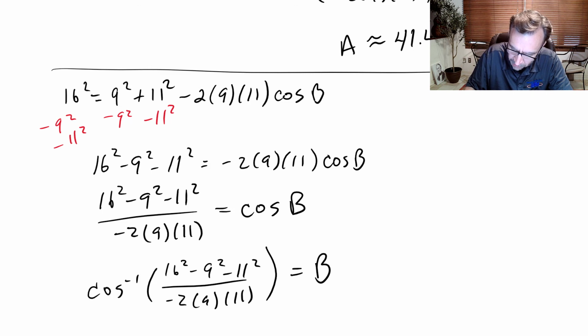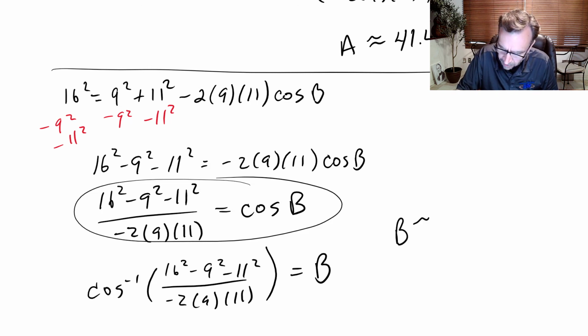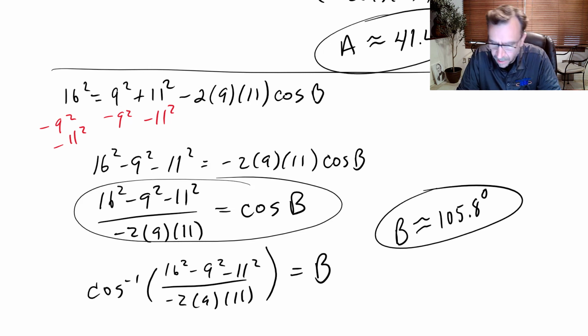So at this point, right, I take cosine inverse of both sides. So I'll make that calculation on a calculator. Okay, and I get approximately 105.8 degrees. All right, so I found B. So I found A using the law of cosines. I found B using the law of cosines.